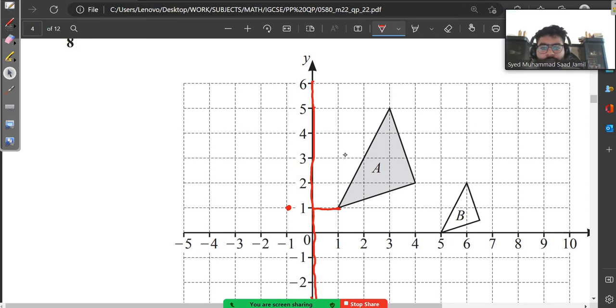From the y-axis, how much difference? 1, 2, 3. We will go 3 points backwards. 1, 2, 3. And how much difference for this point? 1, 2, 3, 4. So we will go 1, 2, 3, 4. Hence we have constructed a reflection of the diagram A, or the triangle A. And of course you guys using a scale will draw this diagram like this.